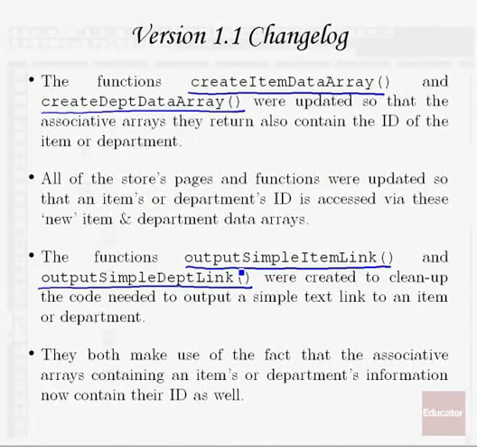And basically, what these functions do is they make use of the fact that our associative arrays created by create item data array and create department data array now have the department's ID information and an item's ID information as well.